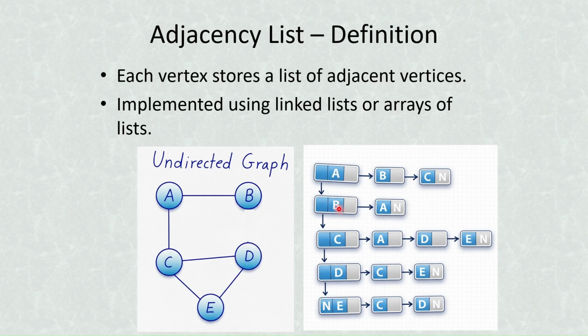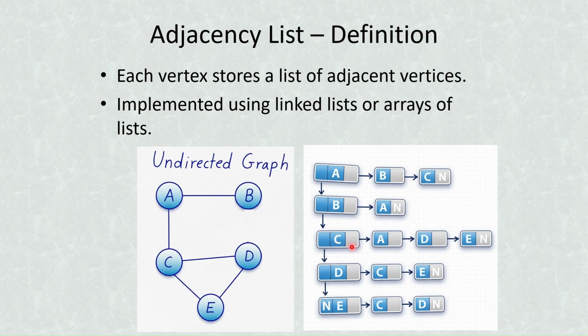Now for B, I will just store what elements are adjacent to B. B is connected to only vertex A, so we will add one node here, A, and the next part of A contains null. After storing the information of B, there is again one more element in the graph, so we will store the information related to another vertex, C.